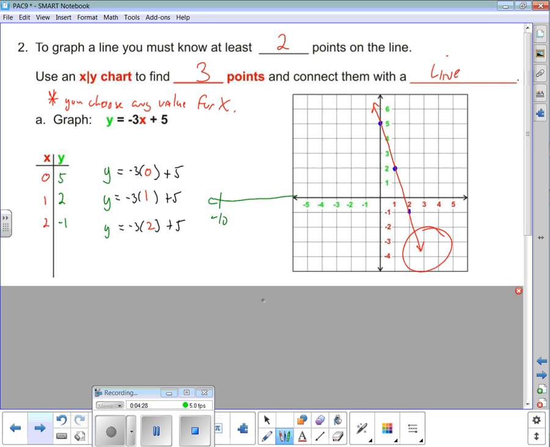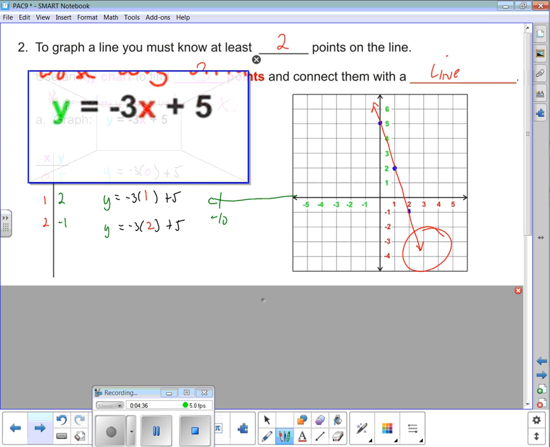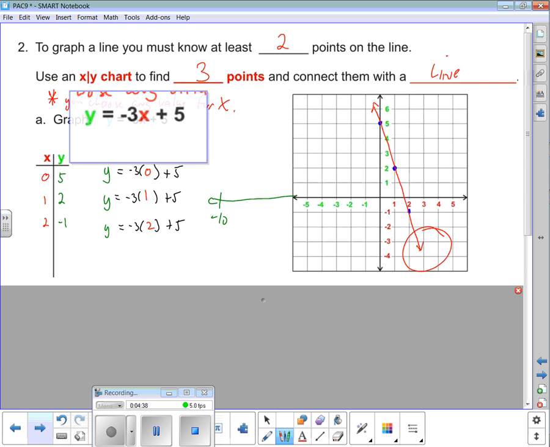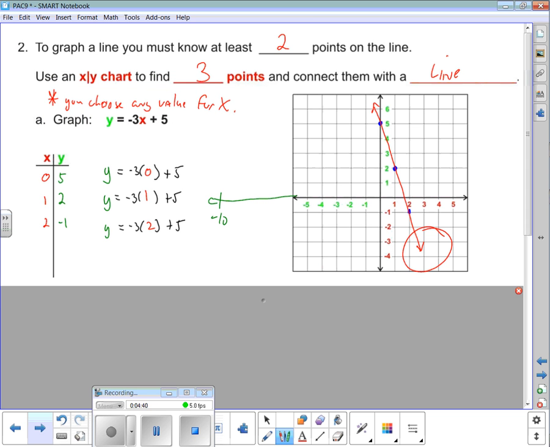And so go back and check your work. All right, so what did we do when we were going to graph y equals negative 3x plus 5? That's what we're going to graph. Remember, you get to choose any value for x. You choose any value you want.